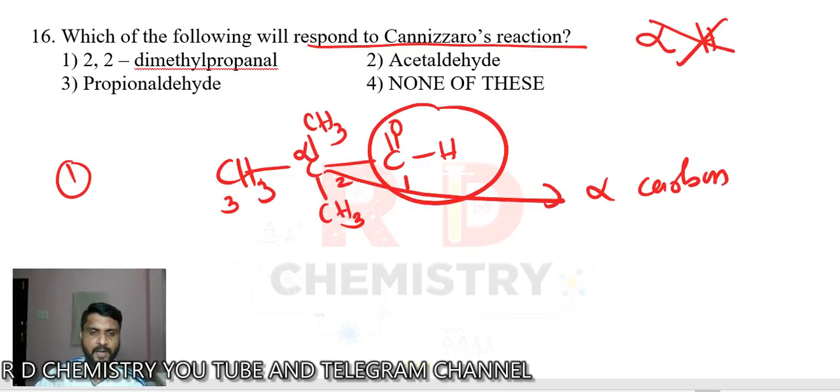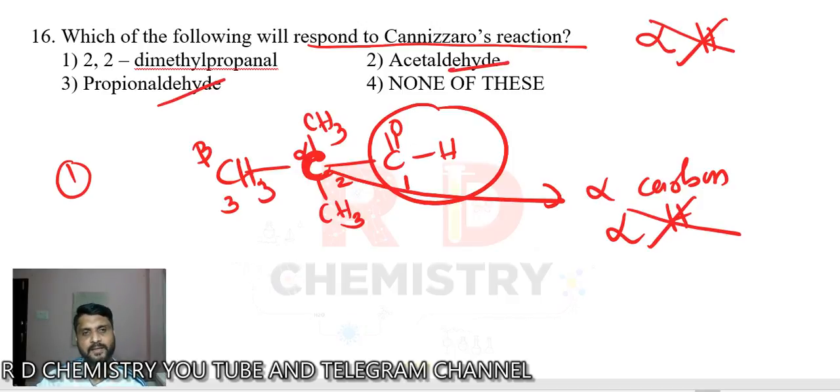The next carbon is the alpha carbon, and the next carbon is the beta carbon. The alpha carbon is there, but on this alpha carbon atom, hydrogen is not directly attached. So the alpha hydrogen is not there. Therefore, this can undergo the Cannizzaro reaction, whereas acetaldehyde and propionaldehyde can undergo the aldol reaction. So the answer is option number 1. Clear?